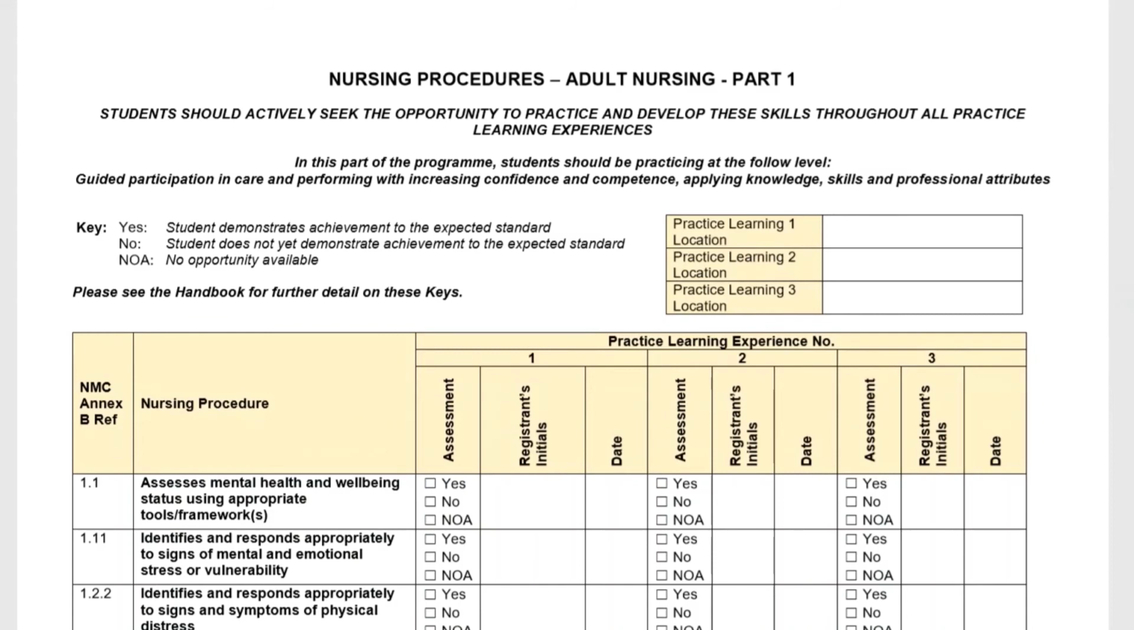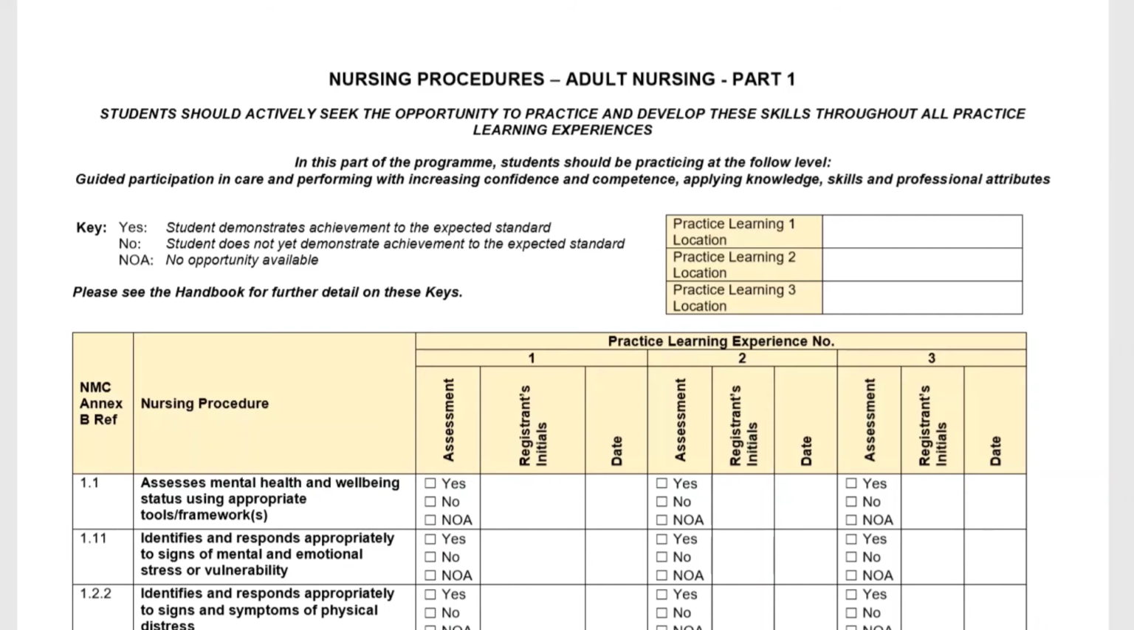And this leads us into the next element of evidence, the nursing procedures. What we're showing you here is just an excerpt from adult nursing part 1. What we would have referred to beforehand as nursing skills is now referred to as nursing procedures, and that's because the NMC don't want us to consider skills in isolation of the whole process of doing that skill. So for example, the approach of the student and the knowledge that surrounds it.